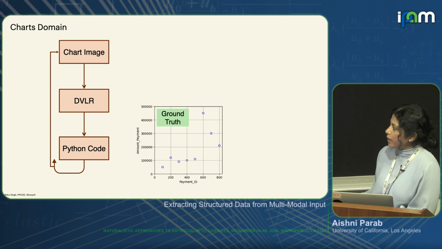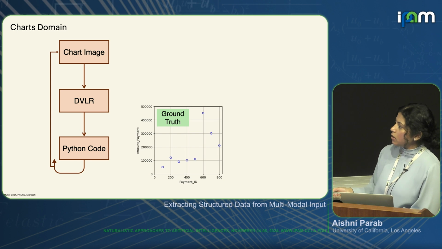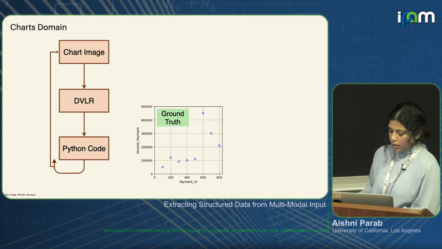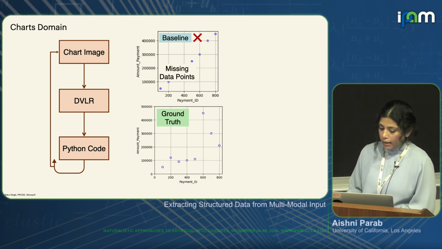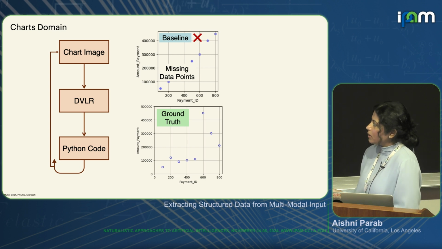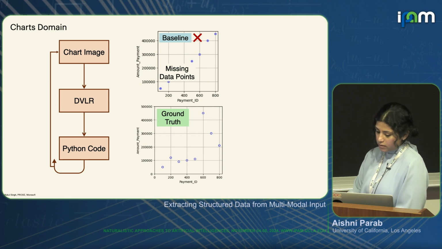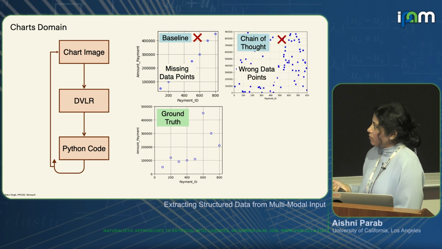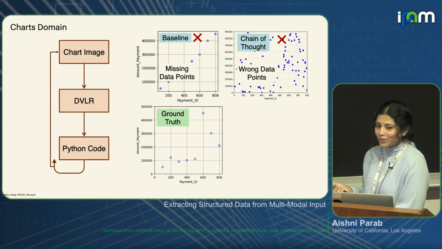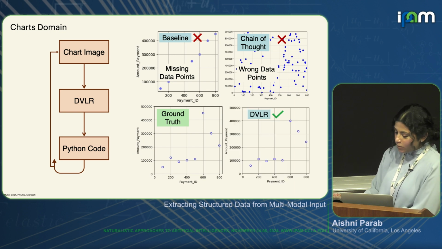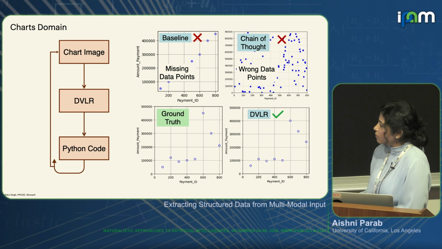So we also tried this approach with charts. Here's an example where this is the ground truth chart image. What we did here was we passed the chart image, ran it through the DVLR pipeline, asked it to predict matplotlib code, and render the chart image back. For the baseline prompt, what we saw was that it was actually missing a lot of the data points, and it also mispredicted the locations of the different scatter points. With chain of thought, it completely hallucinated all the points. But with DVLR, we saw a reasonable performance where we saw similar looking points.